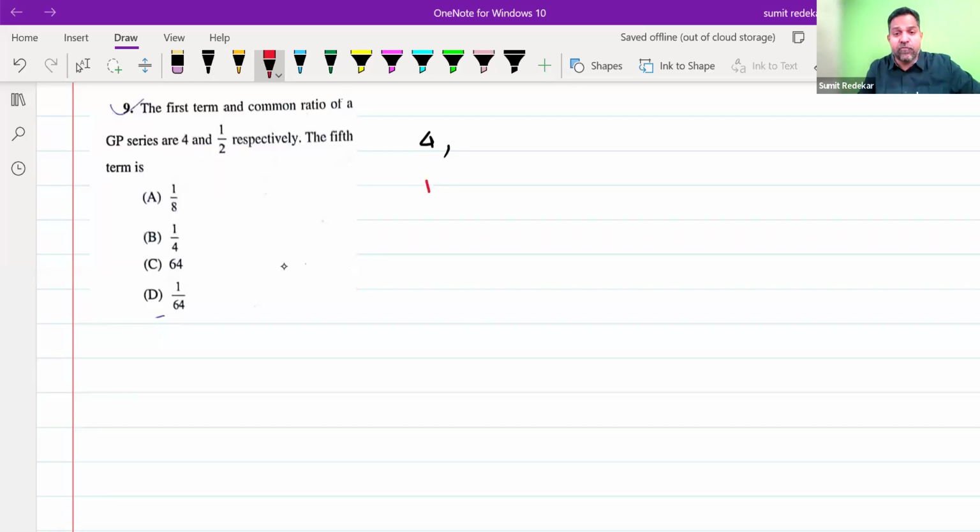So if this is your first term, second term, third term, fourth term, all I want is the fifth term. Half of 4 is 2, half of 2 is 1, half of 1 is half, and half of half is 1/4. So the answer to this should be 1 by 4.